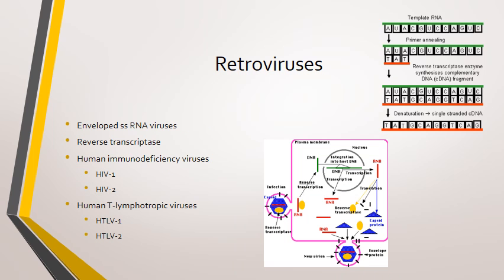The retroviruses, I'm sure you've heard of these before. These are enveloped single-stranded RNA viruses with a reverse transcriptase protein that's included in the virion that will direct the replication of that virus through a DNA intermediary. These viruses primarily infect invertebrates.